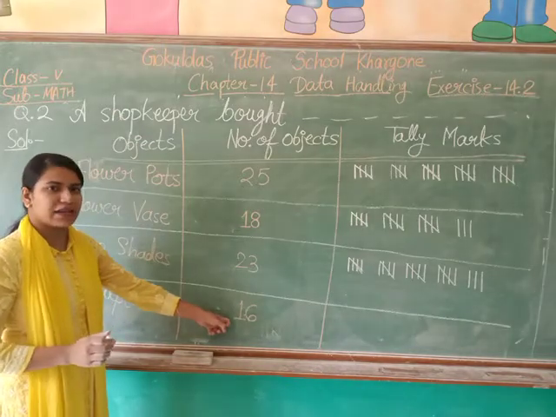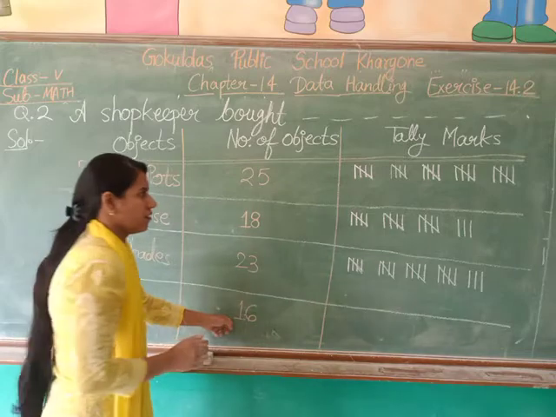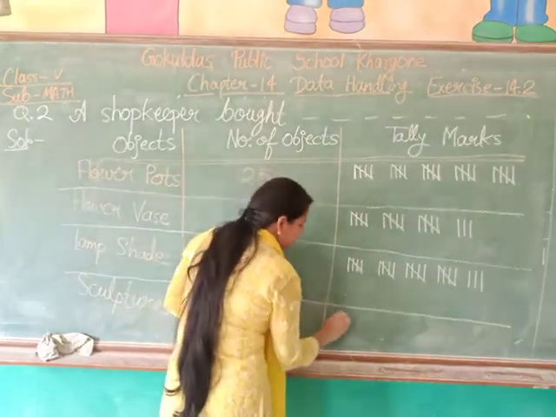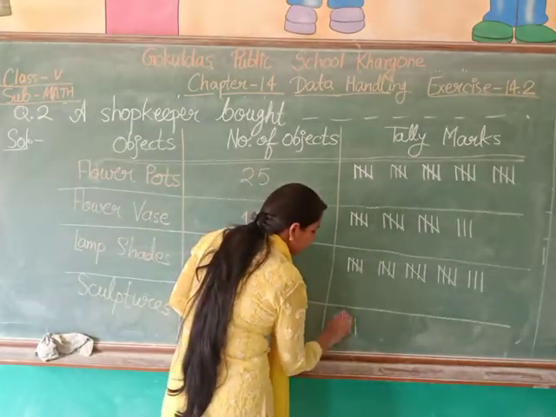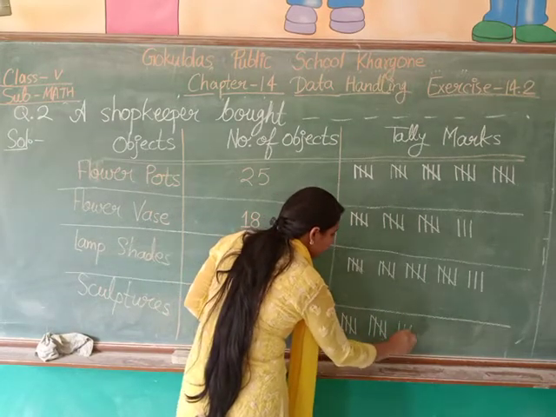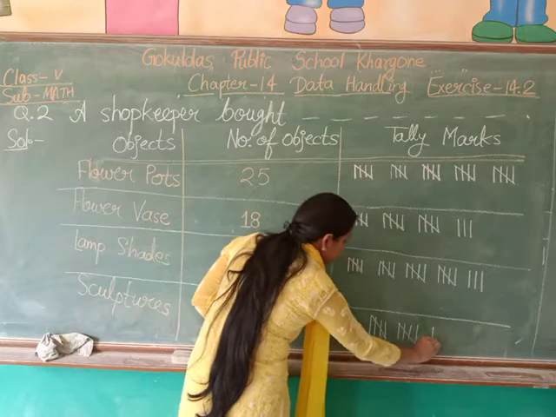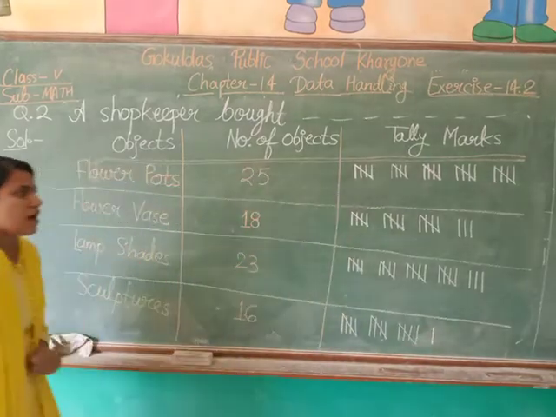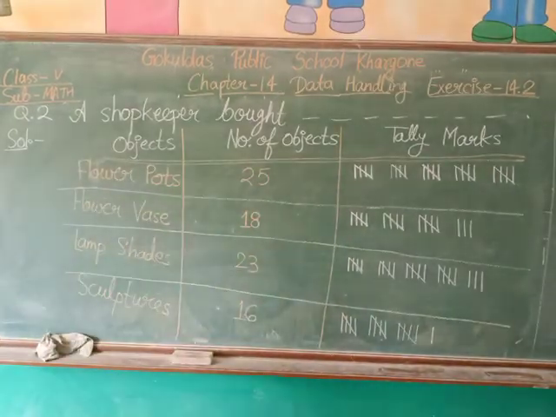Now the last number is 16. So to represent 16: 1, 2, 3, up to 15 and 16. So these are the representations of the given objects.